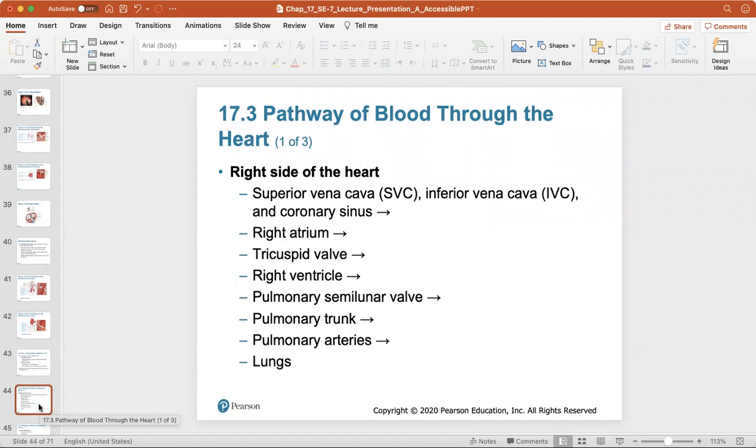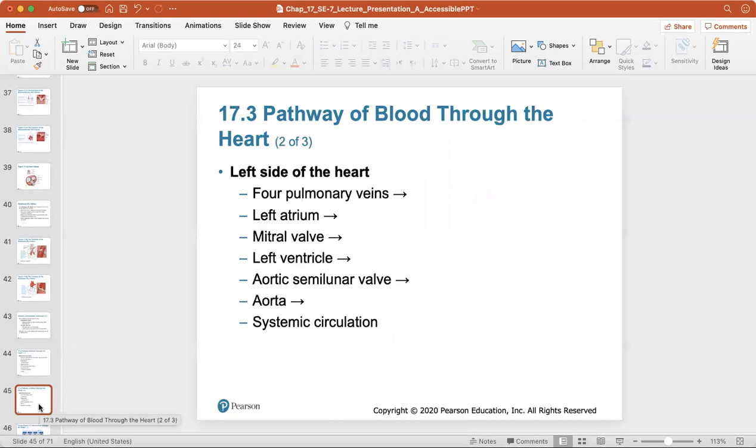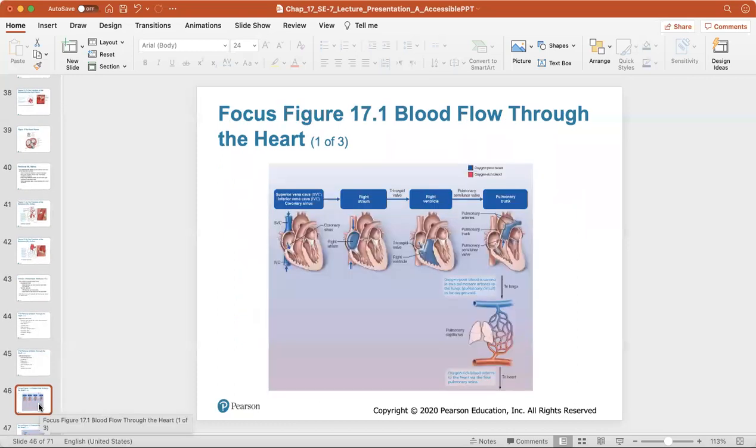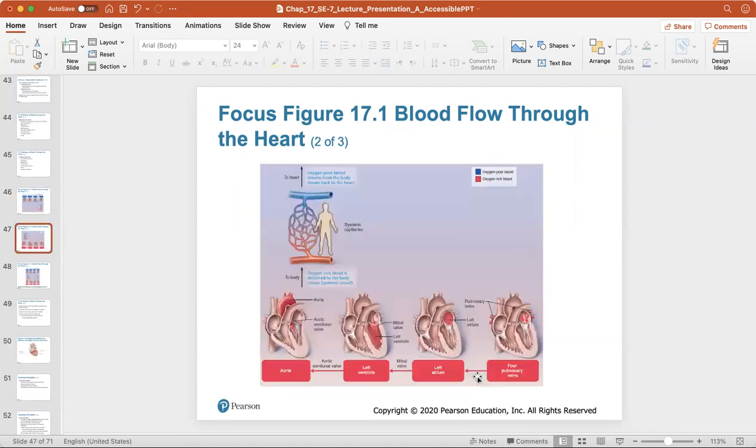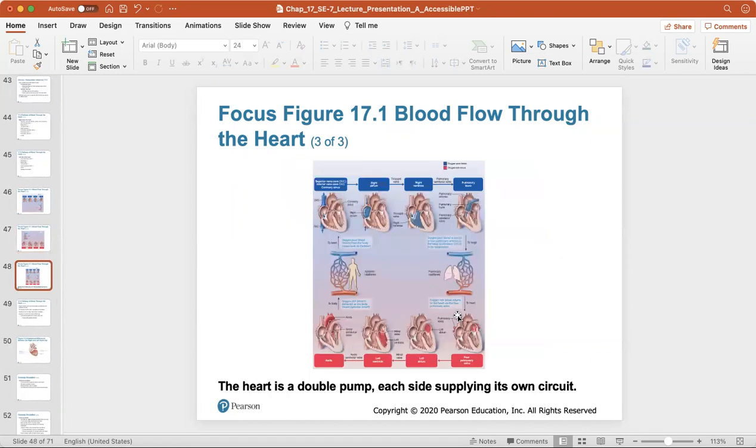So here's the pathway of blood through the heart that you should know and you should study. So I'll let you guys review this on your own. Here's the blood flow through the heart, kind of a picture representation, which is really helpful. So please review this, know where blood flows to the heart. Then it eventually gets to the lungs to pick up oxygen, and then the oxygen-rich blood returns back to the heart in this schematic picture.